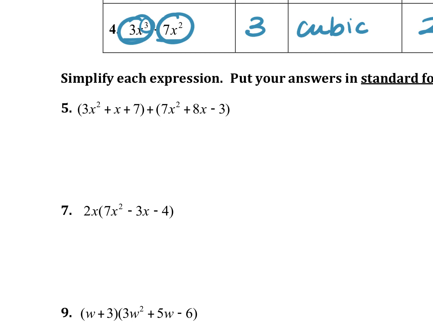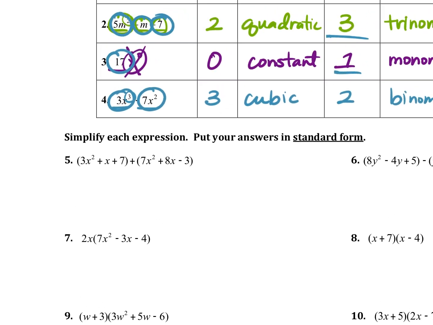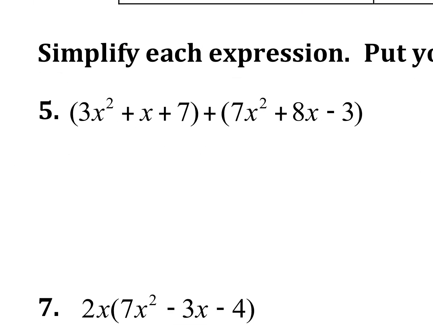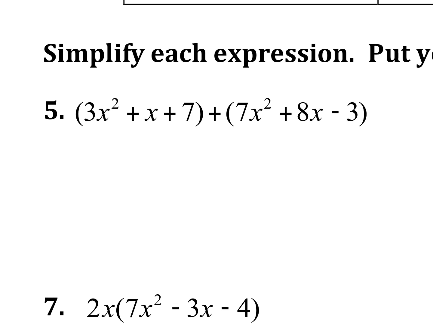Ava, what did you need? Okay, so on this one, if you are putting this into standard form, first of all, you're combining like terms. So don't add your exponents together. Your exponents are what's showing you if they're like terms. So like on this one, 3x squared, what are you going to combine that with? The 7x squared. So 3x squared plus 7x squared is what? 10x squared.